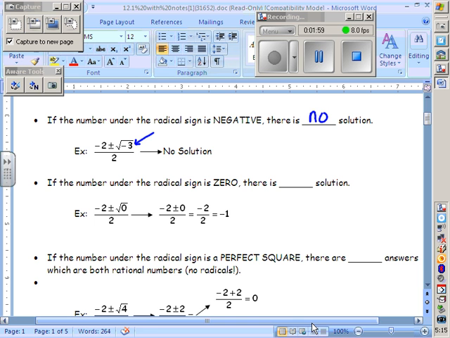If the number under the radical is a 0, then we know there will be only one answer. So here is a quadratic equation that has been simplified in the formula, and we have a 0 underneath the radical. So the discriminant is a 0. And when we go to simplify that, because the square root of 0 is just 0, the answer becomes negative 2 plus 0 and negative 2 minus 0, which both equal negative 2. And as a result, we have a solution of negative 1, and that's the only solution.